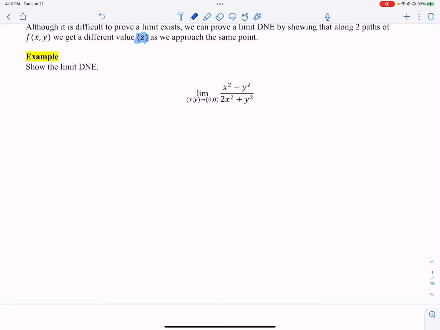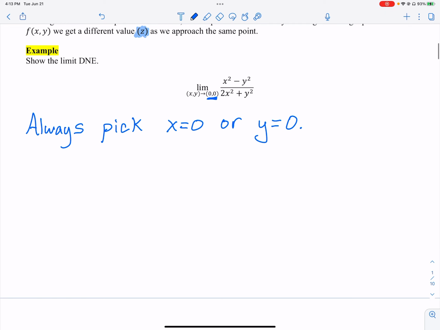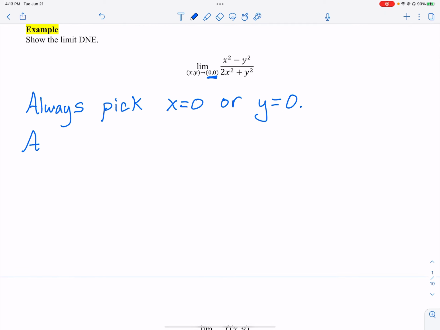So when our point is 0, 0, the first two paths that we always pick to try are when x is 0 or y is 0. That's based on the point here. If that was a different point, like the point a, b, we would do x equals a and y equals b. But in this case, we have 0, 0. So we're always going to pick x equals 0 and y equals 0. So let's talk about that path.